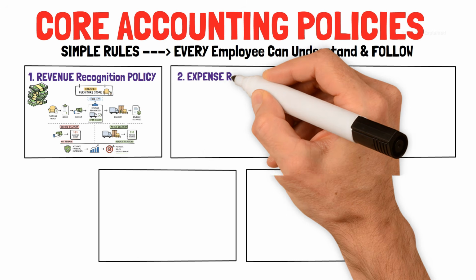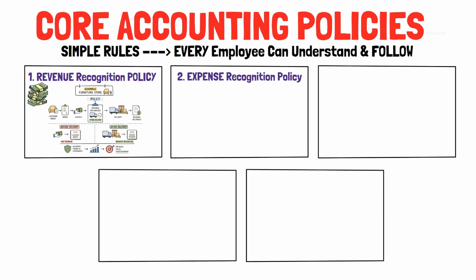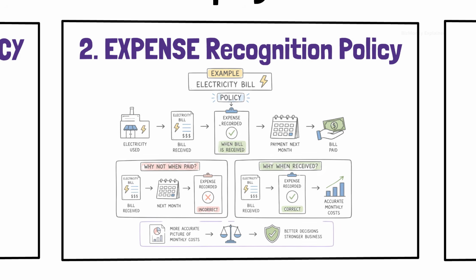Next is the expense recognition policy. This policy determines when expenses are recorded. Imagine your business receives an electricity bill for this month but plans to pay it next month. Your policy may state that the expense is recorded when the bill is received because the business has already used the electricity. This provides a more accurate picture of the company's monthly operating costs.